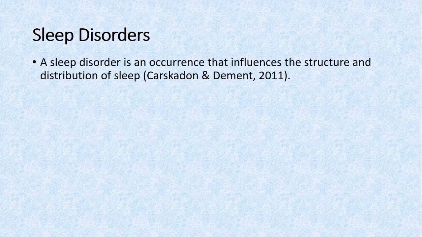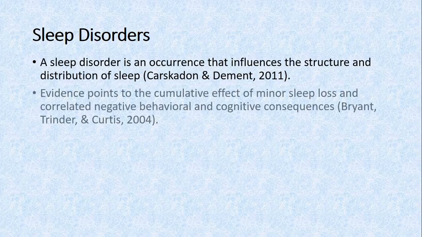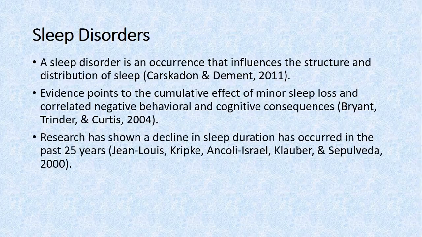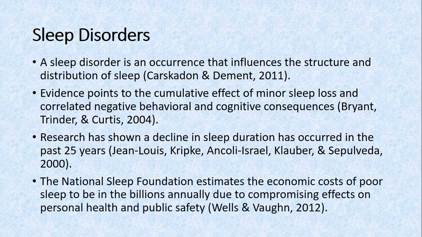A sleep disorder is an occurrence that influences the structure and distribution of sleep. While there are several sources to such influences, limited sleep duration seems the most prevalent and least understood. Evidence points to the cumulative effect of minor sleep loss and correlated negative behavioral and cognitive consequences. Research has also shown a decline in sleep duration has occurred in the past 25 years.